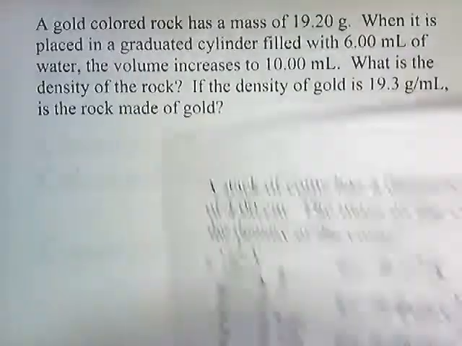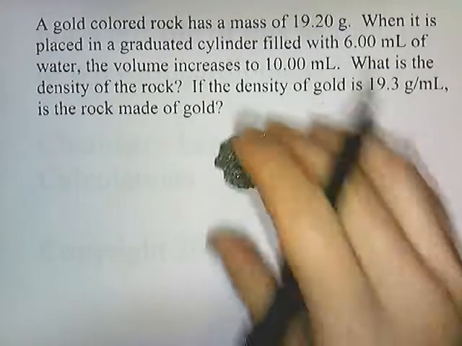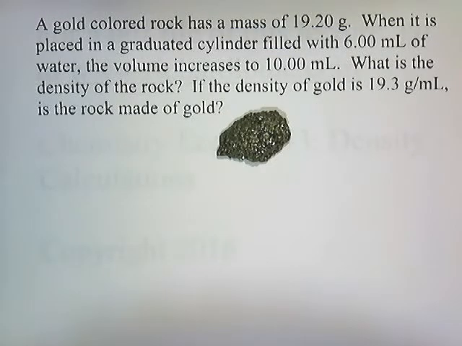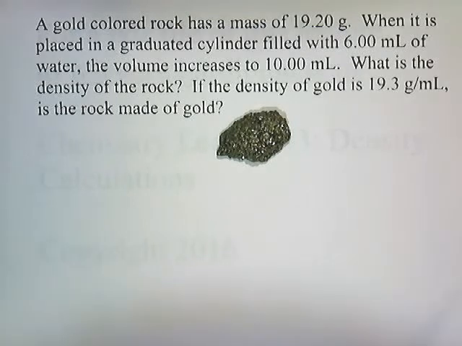One last problem. A gold-colored rock, like that, has a mass of 19.2 grams. When it's placed in a graduated cylinder filled with 6 mils of water, the volume increases to 10 mils. What is the density of the rock? And if the density of gold is 19.3 grams per milliliter, is the rock made of gold?